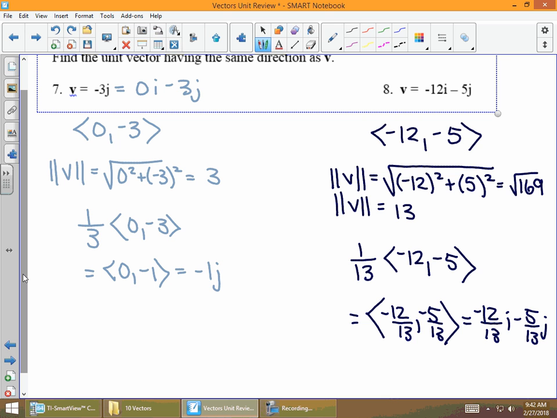Again, to find the unit vector, the first thing you do is find the magnitude, and then you multiply your original vector by 1 over the magnitude. That just shrinks your vector down to a unit vector.